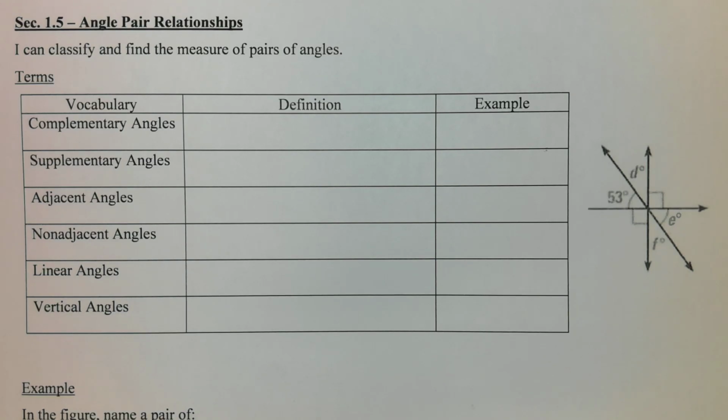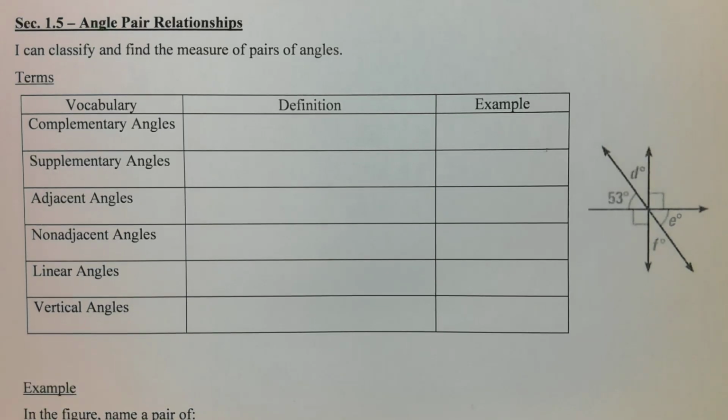All right, this is section 1.5, and today we're going to talk about different kinds of angle pair relationships. These are all going to be vocab words that deal with two or more angles coming together and making something. So the first one is complementary angles.